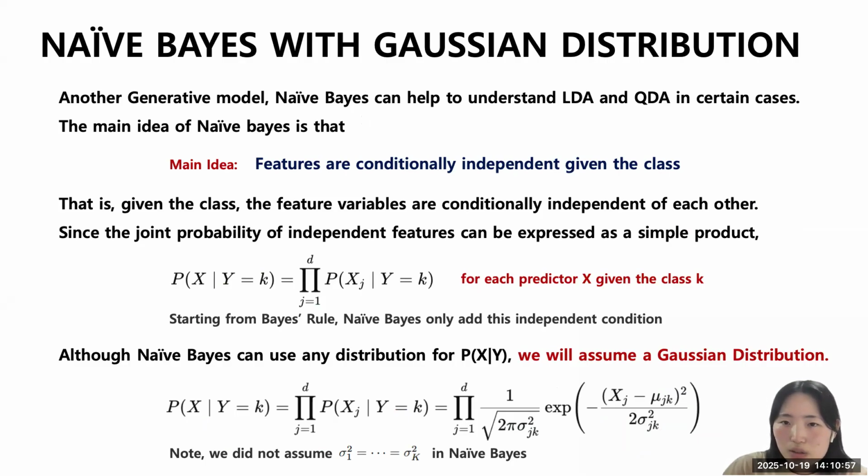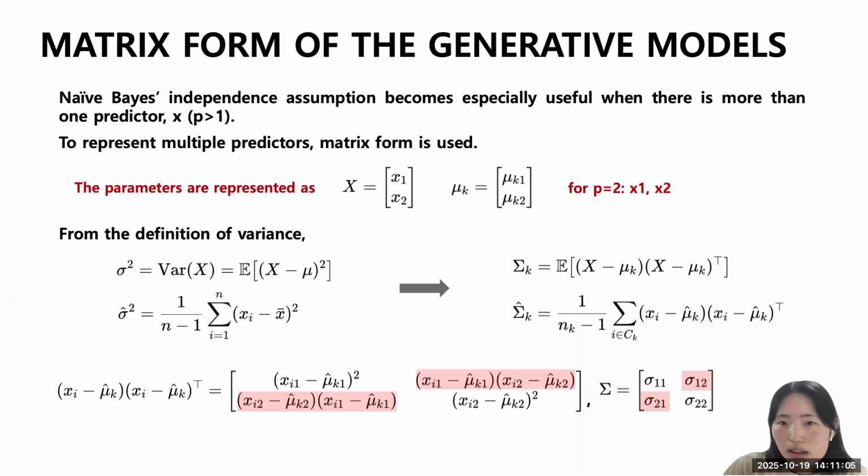Although it can use any distribution, we often assume each feature follows a Gaussian distribution with its own mean and variance. When we have more than one predictor, we represent the data in matrix form. Here, x and mu k become vectors, and variance generalizes to the covariance matrix, which captures the relationships between predictors. From the definition of the variance, the covariance matrix takes this formula. And when calculating this, the off-diagonal terms have the same values, thereby the covariance matrix becomes symmetric.